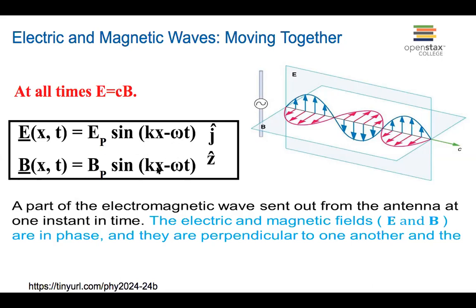And at any time, according to Maxwell's equations, the E field is going to be equal to C times B, the magnetic field. So the electric field strength is always going to be C times the magnetic field. And C is the speed of light, 3 times 10 to the 8th, so 300 million times the B field. That's always true. So if you are given E, then you can figure out B using this equation.